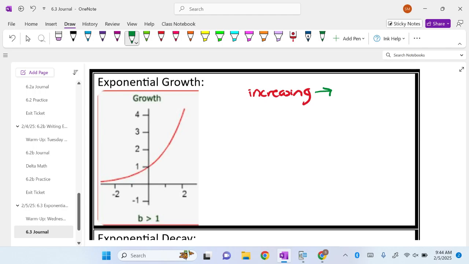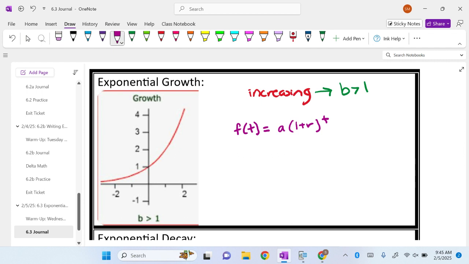What number? The b value is greater than 1. So the b value is greater than 1 in our original equation. Now, the actual formula for exponential growth is, and I'm just restating what's up top, f of t is equal to a times 1 plus r raised to the t power.